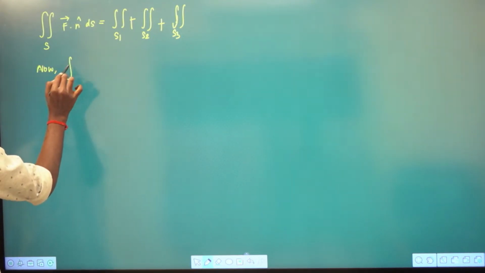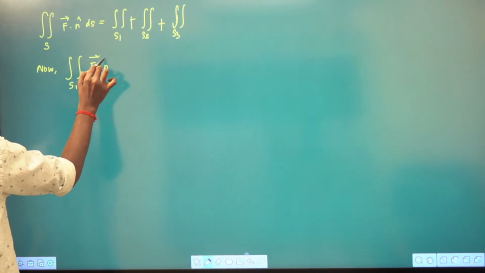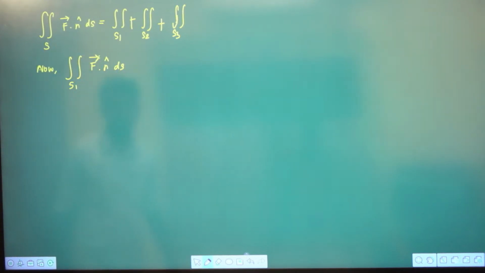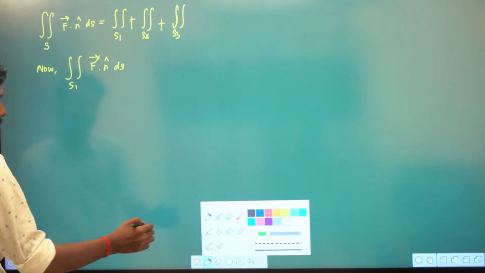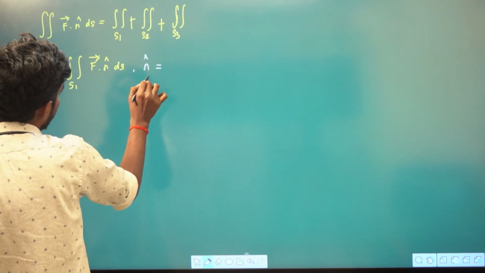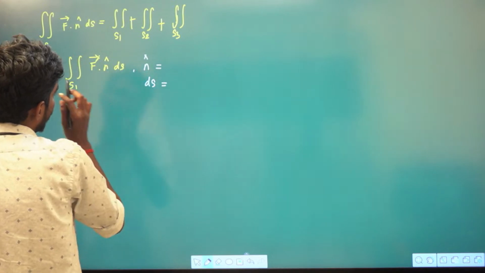Now we will find the double integral over S1 of F vector dot n cap dS. We need to find n cap, we need to find dS. This is the first step, right? We need to find n cap, we need to find dS, and then we need to find the limits also.